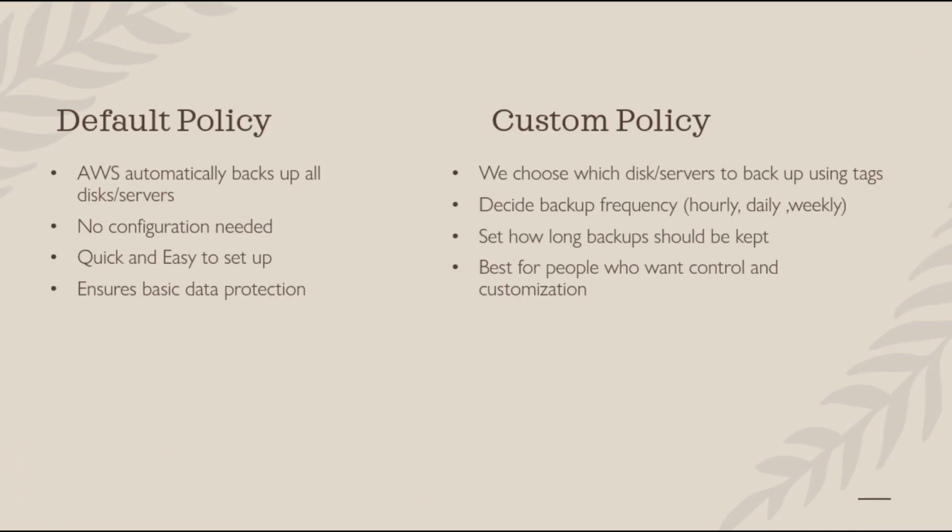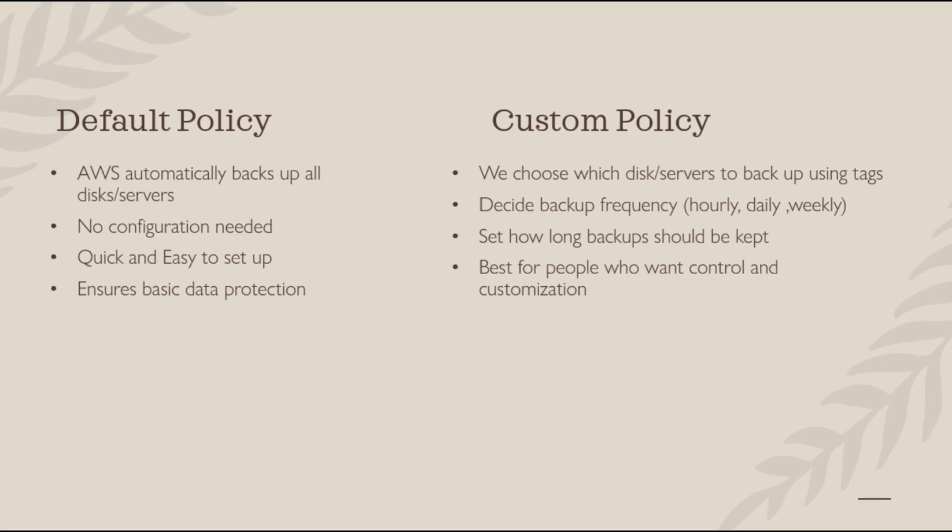There are two types of policy in DLM. One is a default policy and another one is a custom policy. In the default policy, AWS will automatically back up all the EBS volumes and all the EC2 instances present in it. And it will be easy for the people who want a safe backup with just a simple one click only.